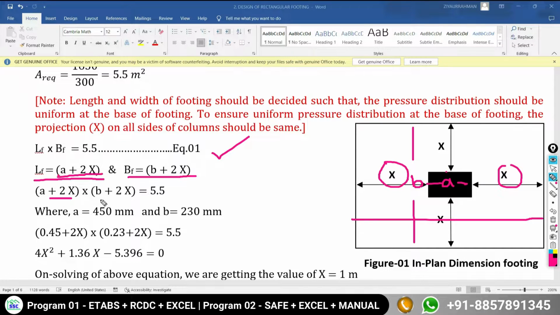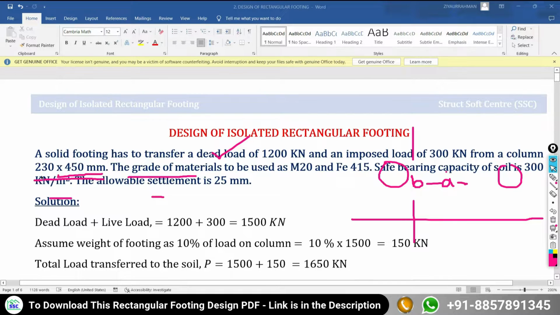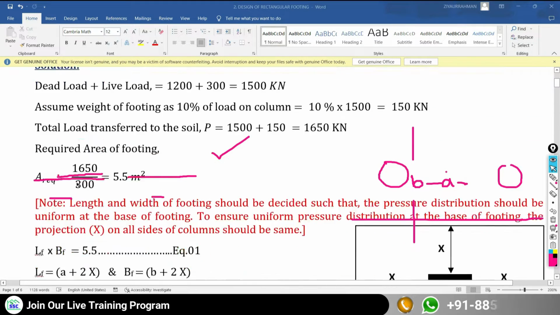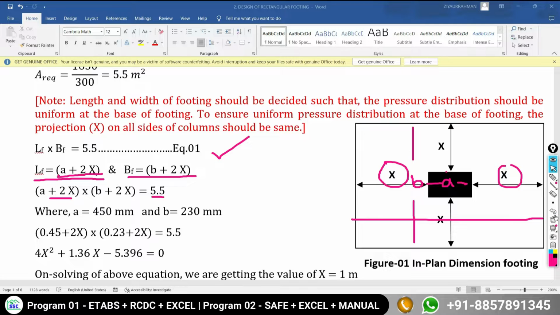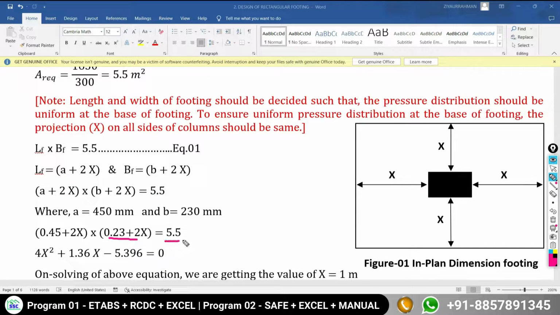A plus 2x multiplied by B plus 2x is equal to the total area of footing required, where A is the 450. In our problem statement they have given that the width of the column is 230 and the depth of the column is 450. So that dimension we are going to put here as 450 and 230. So the equation is going to become 0.45 plus 2x multiplied by 0.23 plus 2x is equal to 5.5. If we solve this equation, we are getting what?